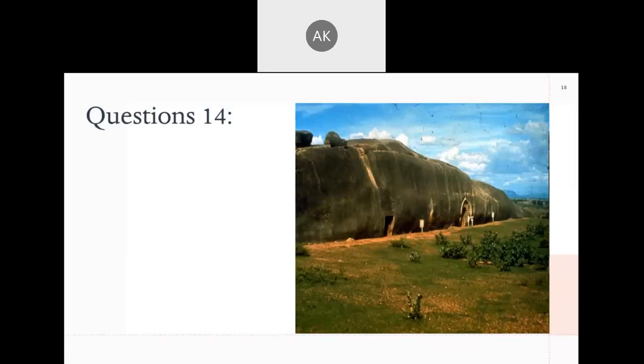Okay, question number 14. Identify this one. This is very easy. I've just discussed this in the lecture. This is a man-made rock-cut cave, and again, a hint: it belongs to Bihar, it is situated in the southern part of Bihar.